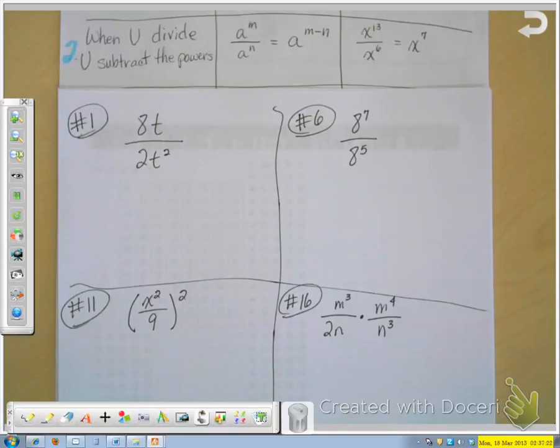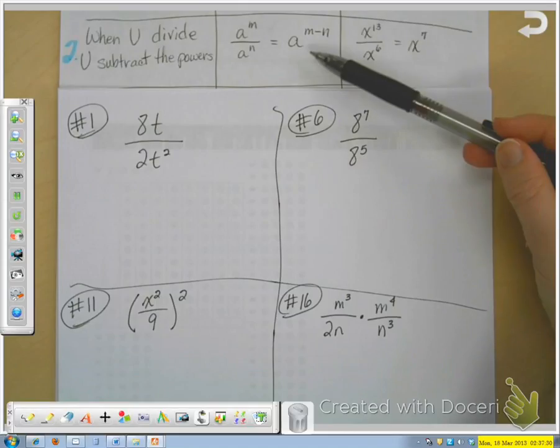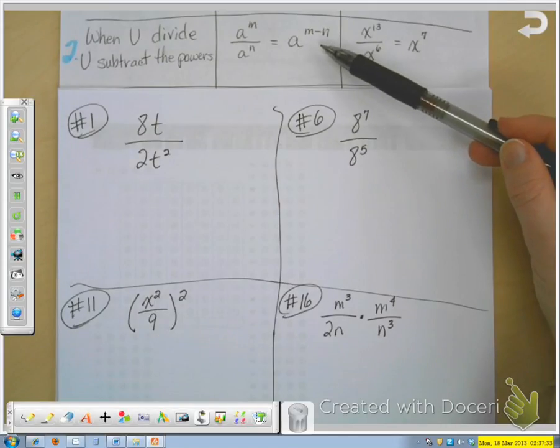Alright, welcome to part 2. Part 2, we're looking at property 2. Property 2 is division. So when we divide our exponents, when we divide anything that has the same base, we're going to subtract the exponents.